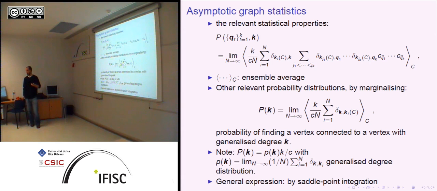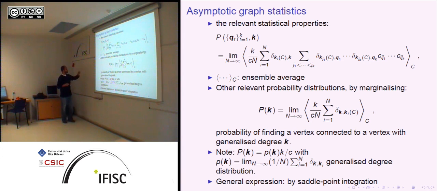And the point is the following. For our graph ensemble, what is the value of this guy? Well, indeed, you have non-trivial correlations. Before going into that, of course, there will be other quantities that will depend on the marginals of this joint distribution. For instance, if you marginalize with respect to the q's, you obtain this capital P of k. And this capital P of k is the usual generalization of the probability of finding a vertex connected to a vertex with generalized degree k.